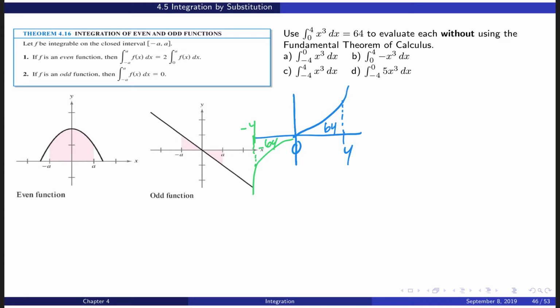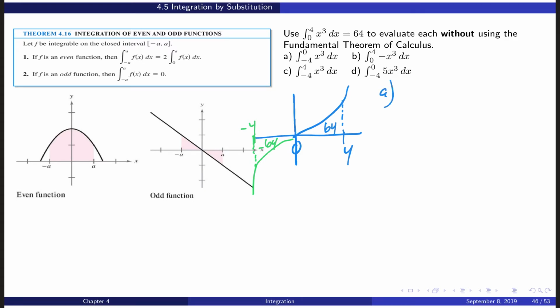So pause the video and answer these 4 examples quickly. And the directions say without using the fundamental theorem of calculus, which means you should just answer them using logic and the properties of even and odd functions, most specifically odd because this cubic function is odd. Okay, here come the answers.